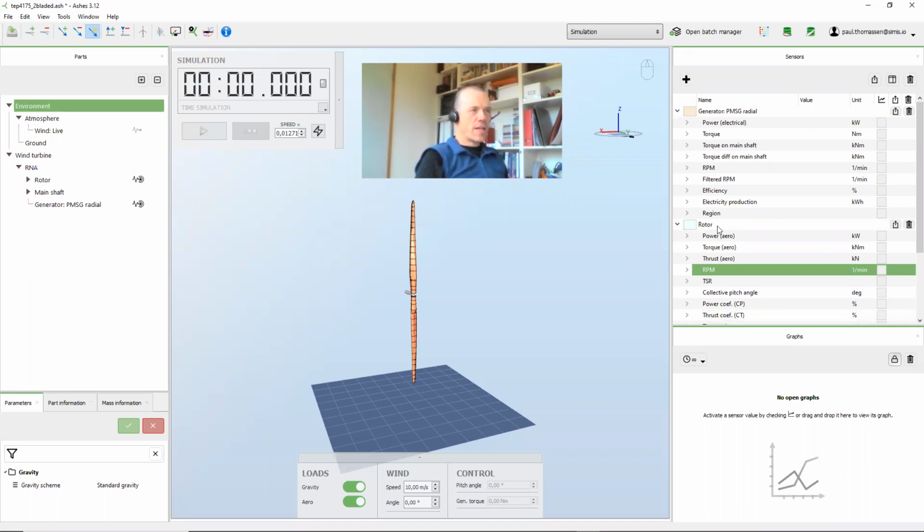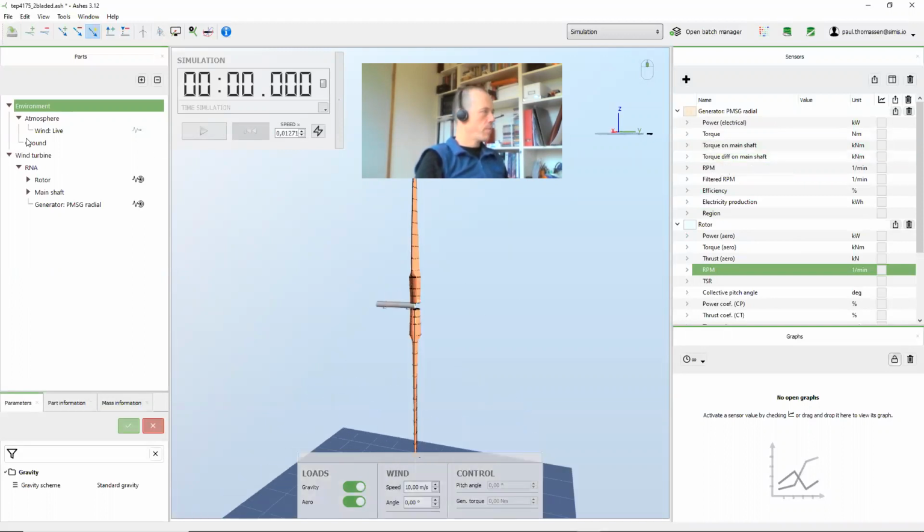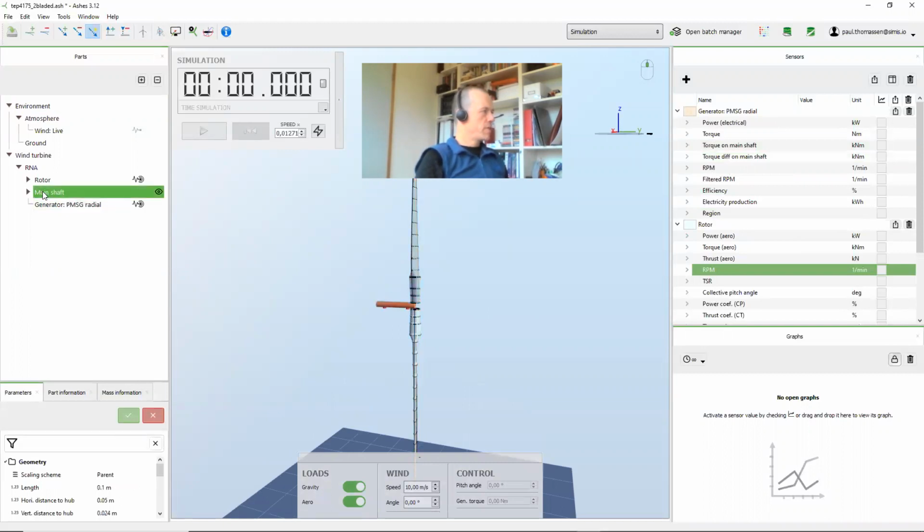On the right-hand side here, you can see that I have two sensors that are active by default. And that's a generator sensor and the rotor sensor. And the sensor field I'm talking about is torque diff on main shaft, which means torque difference on main shaft. First, what is the main shaft? If I press the main shaft part here, you'll see it change color.